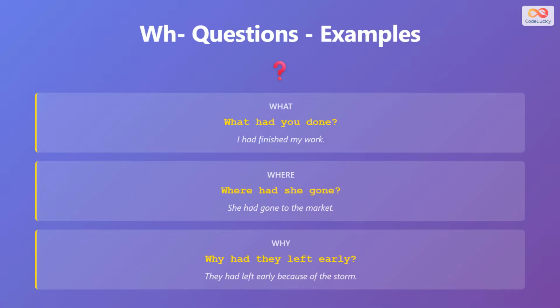Here are examples of WH questions in past perfect. What had you done? The answer could be I had finished my work. Where had she gone? The answer could be she had gone to the market. Why had they left early? The answer could be they had left early because of the storm. Notice that the question word comes first, then had, then the subject, then the past participle.